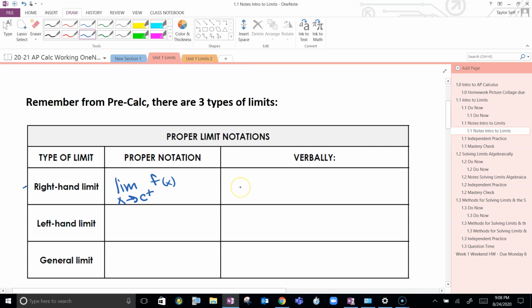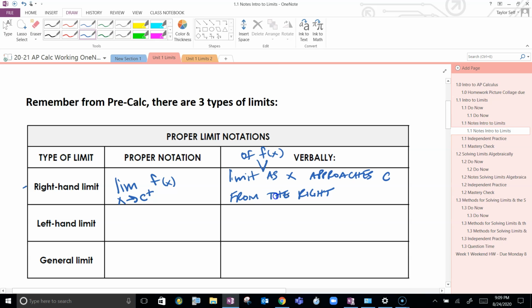Let's write this out verbally now. So the way that we say this is limit as x approaches c, and then we say from the right of f of x. And I actually like to say the limit of f of x as x approaches c from the right. So I'm going to write of f of x. Sorry, I'll write that on the other ones as well.